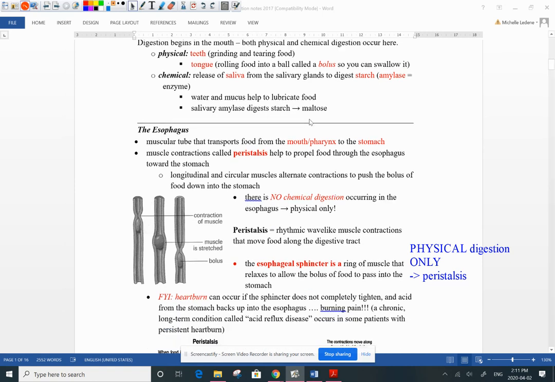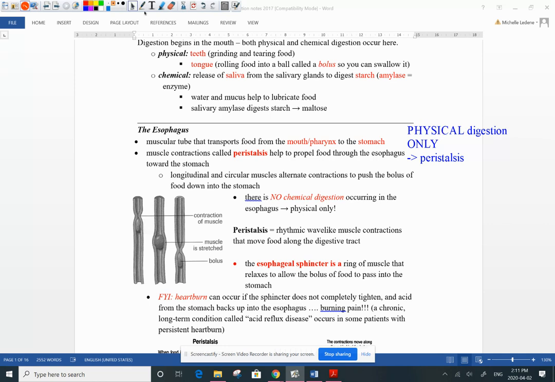So anyways, once your food gets down and you swallow it and it goes into your esophagus, it is a muscular tube that is only having physical digestion, and it's propelling, it's pushing against gravity, right? The food towards the stomach. So here's your little bolus, the little ball of food that you just digested. And this muscular tube is just basically going to undergo contractions, which is called peristalsis, these rhythmic wave-like muscle contractions to push the food from your mouth, your pharynx, your throat into your stomach.